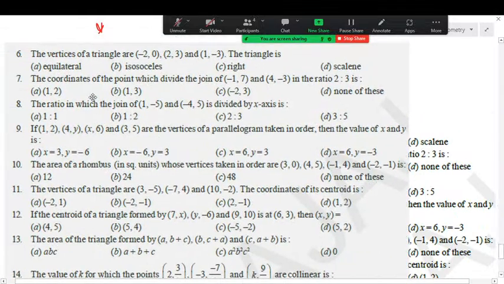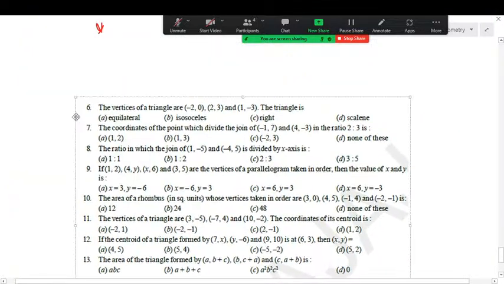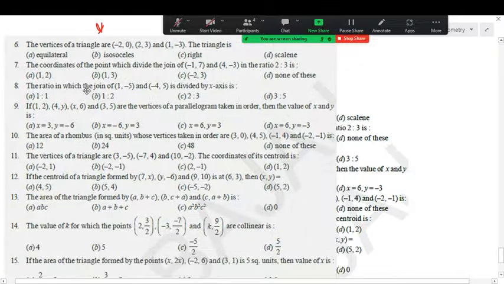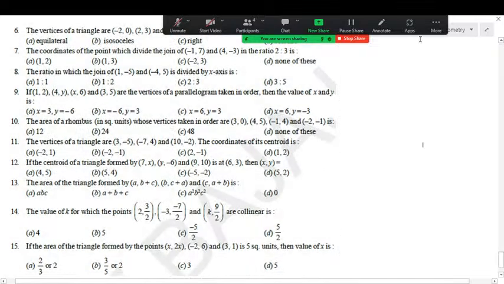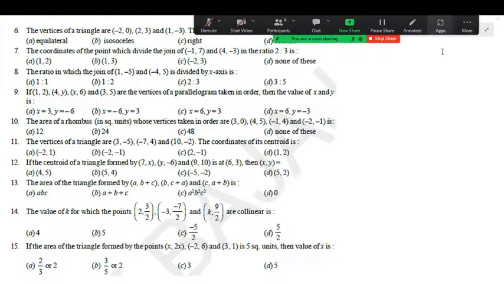There are a total of 15 questions. I want you to solve them. Are you able to see all of them? Yeah. Take a screenshot of this. Okay, they are your homework questions. Solve them and show me in the next class. And this will be our last class for this chapter. Then we will start with another topic.